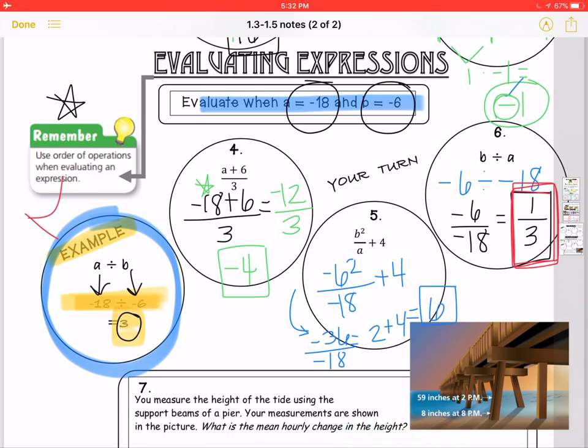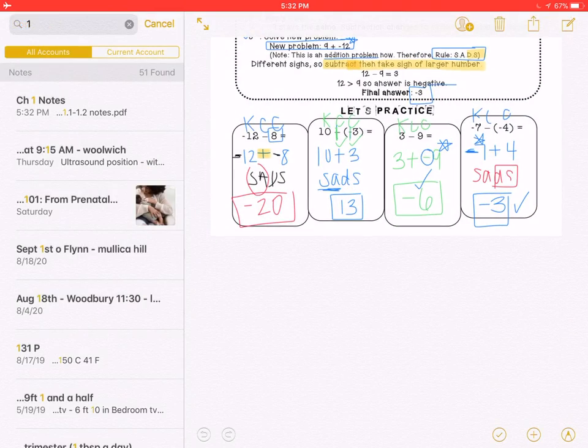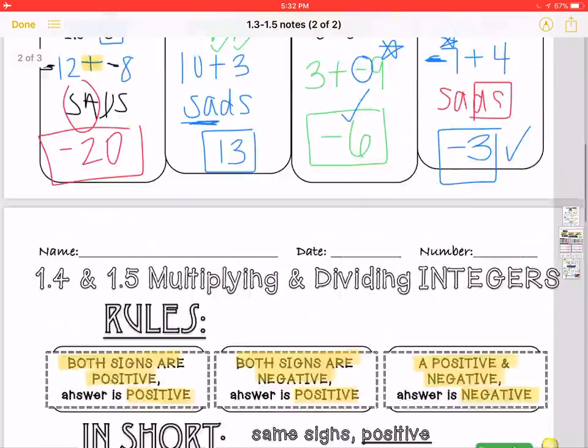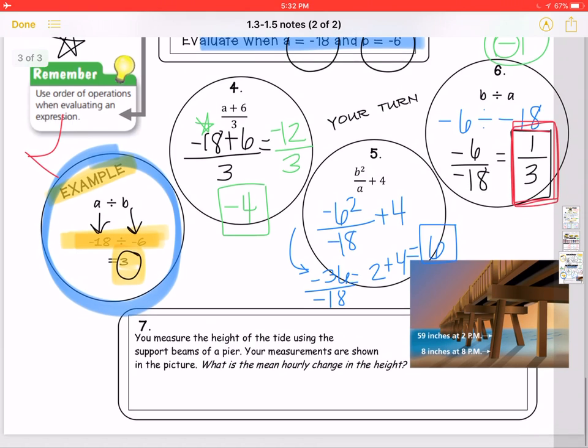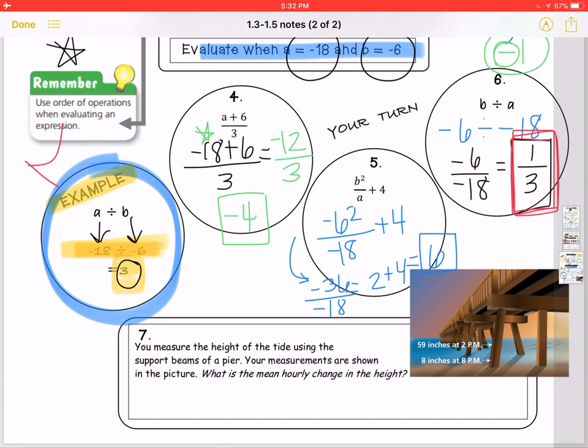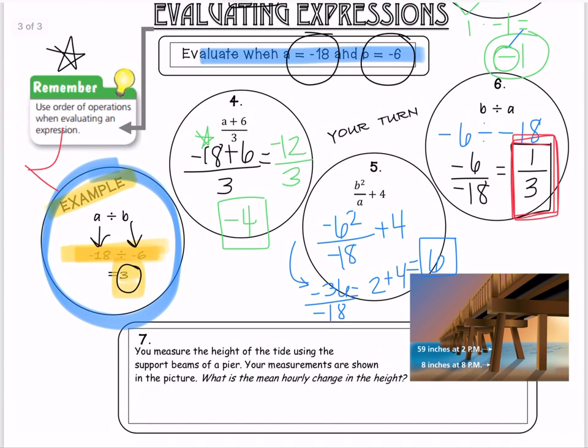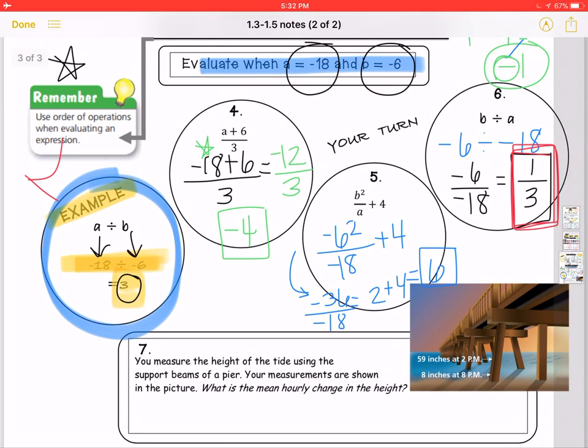Alrighty, so we went through exponents and evaluating expressions. I'm going to skip this last example here. If you're up for a challenge, go for it and work out that problem on your own.